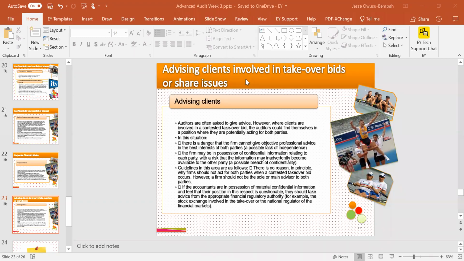Then we moved on to talk about confidentiality, and how the auditor has sensitive information and should not disclose it. We then went on to talk about conflict of interest and offering corporate financial advice. So this is where everything comes together, right? This is a core fundamental of audits. I just wanted to recap so you have an idea of what we did today.